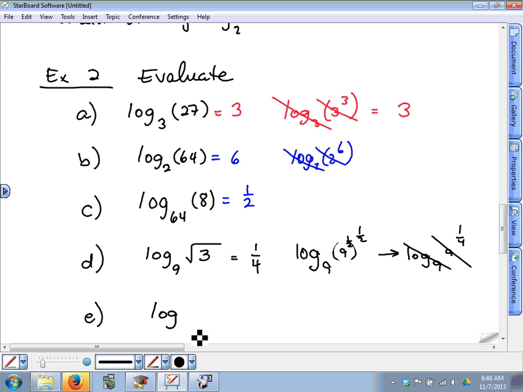Log base 2. So we already see this. Oh, this is a mean one. Log base 2 of 1/8.